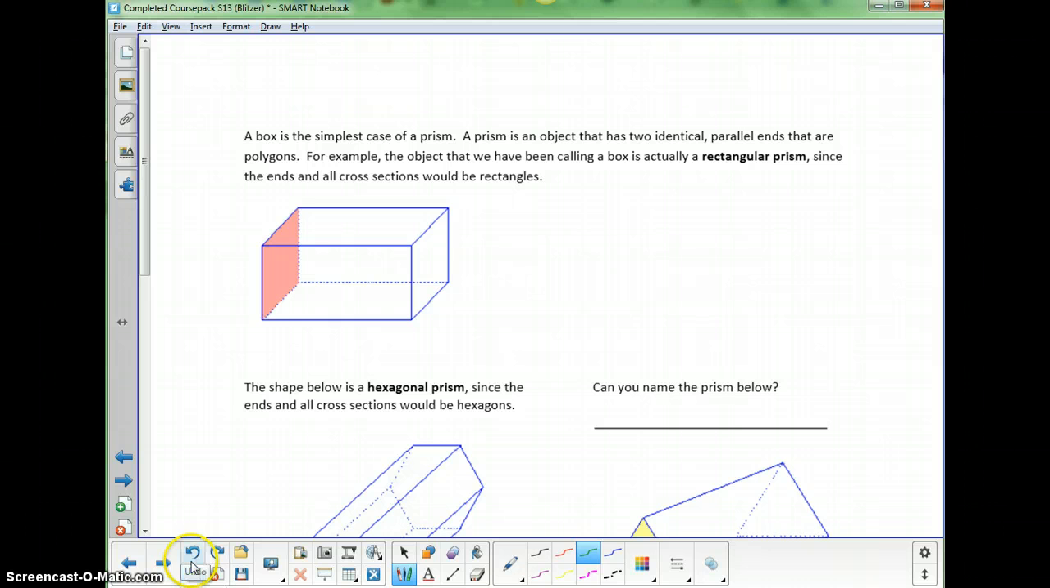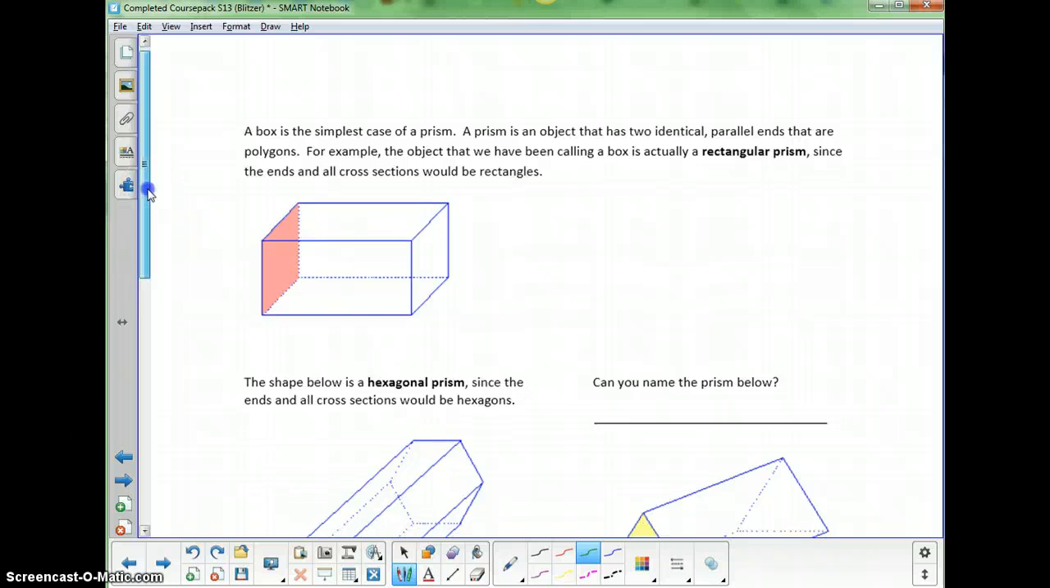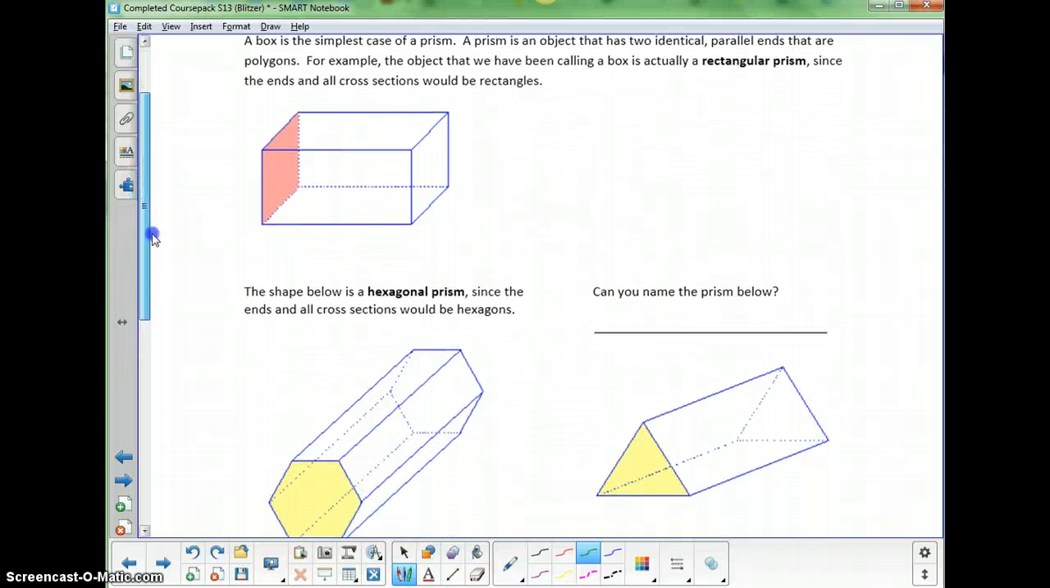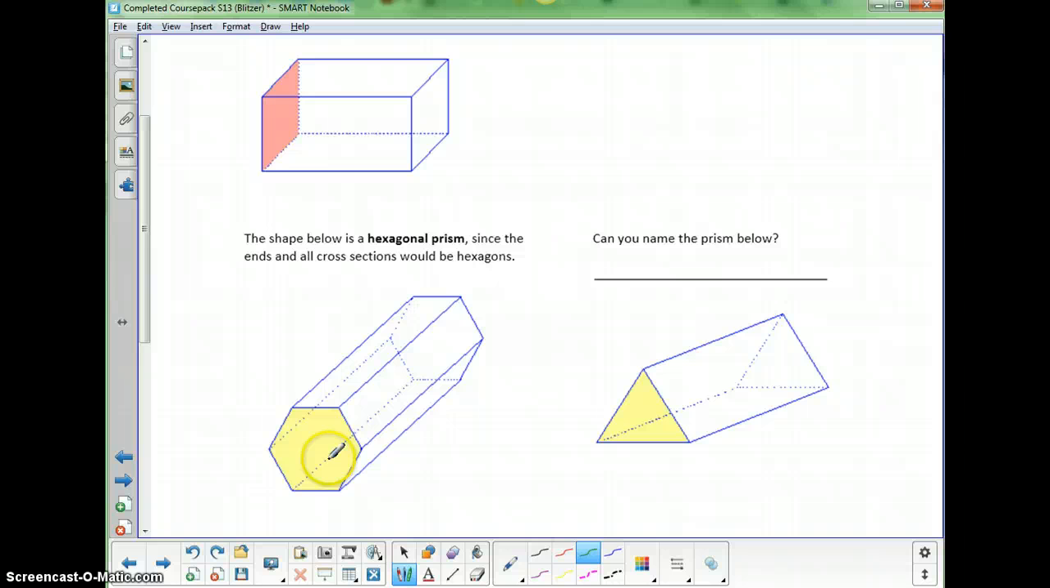Alright, so we've just looked at the box. The box is the simplest case of a prism, and a prism is an object that has 2 parallel ends of the same shape. So another word for box would be rectangular prism. This is an example of a hexagonal prism, and this right here would be an example of a triangular prism. We're going to look at the formula for a triangular prism next.